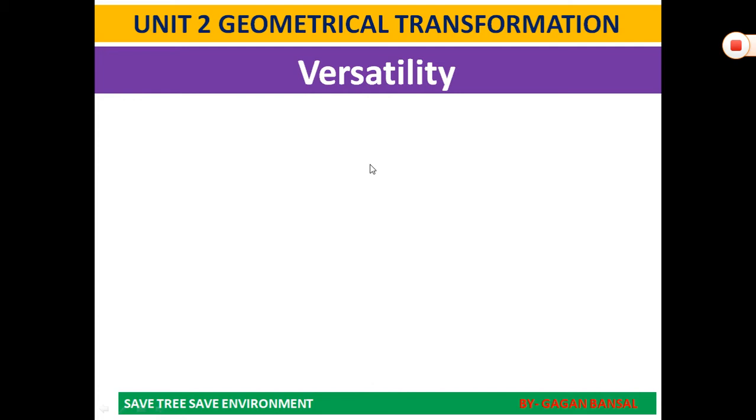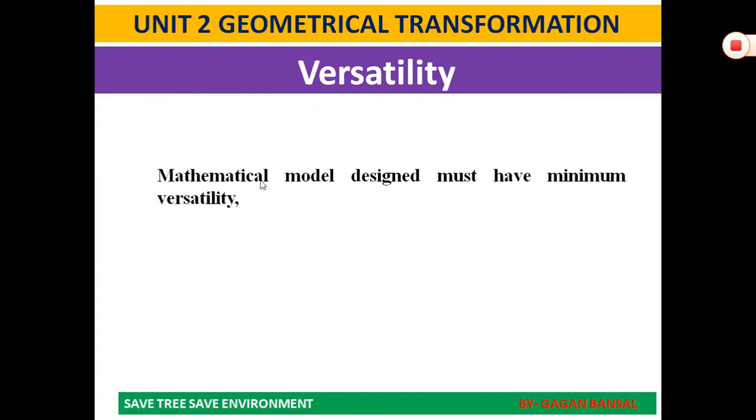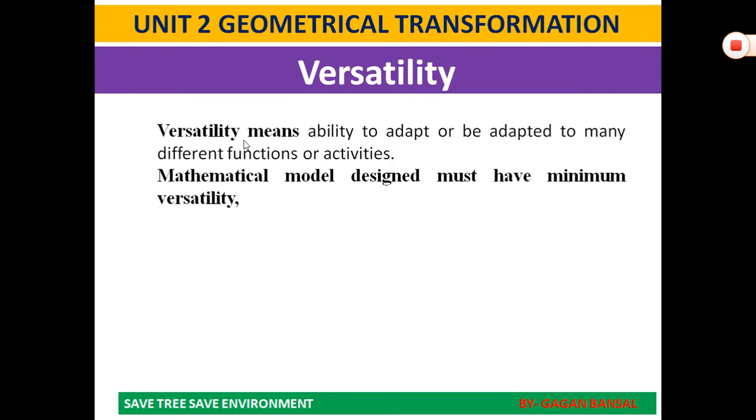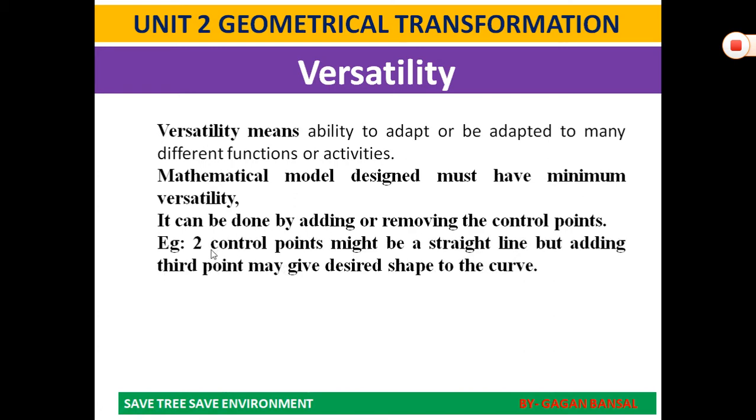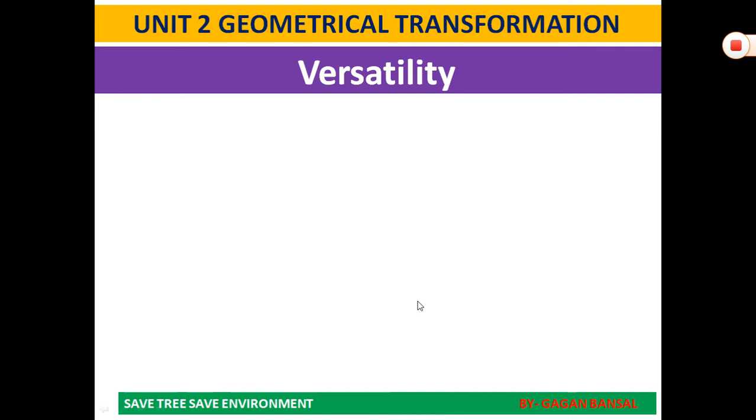What is versatility? By the name it is clear. A mathematical model design must have minimum versatility. Versatility means the ability to adapt or be adaptive to many different functions or activities. It can be done by adding or removing control points. For example, two control points might give a straight line, but adding a third point may give the desired shape to the curve. That means with as many control points, we'll have the minimum versatility. So this is very effective.